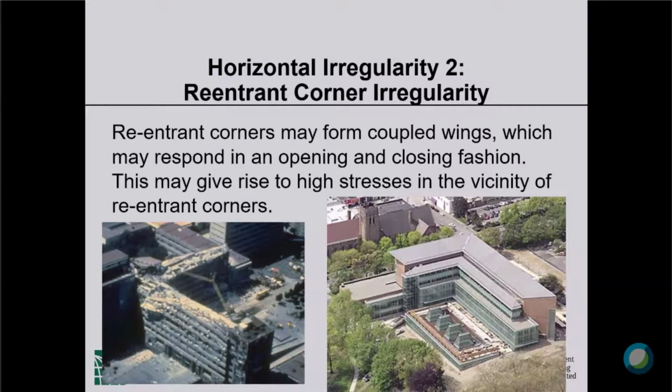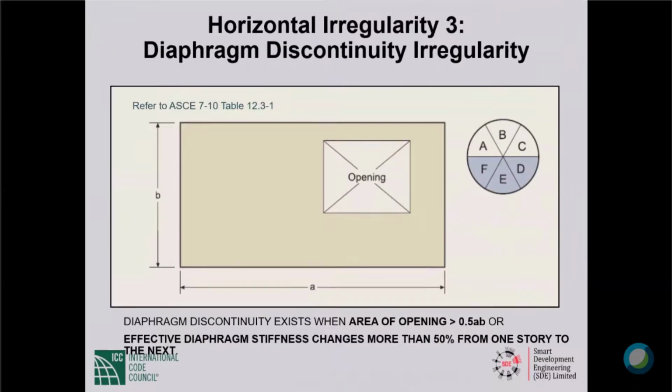Horizontal type 2, re-entrant corner, we are still on the same topic. Re-entrant corners may form coupled wings which may respond in an opening and closing fashion. Remember, BNBC specifically talks about this. This may give rise to high stresses in the vicinity of re-entrant corners.